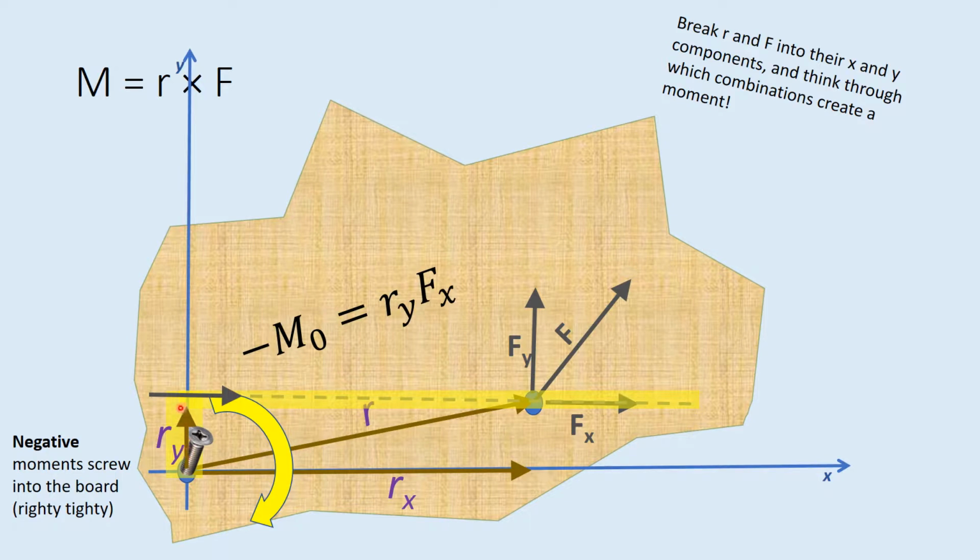So the position vector goes up to the line of action of that X force, and this combination is going to create clockwise rotation. If we were screwing this screw, this would be righty-tighty. We're pushing it backwards into the board, so that would be our negative rotation. Either righty-tighty, or with the right-hand rule your thumb would be sticking back into the board. This would be a negative combination.